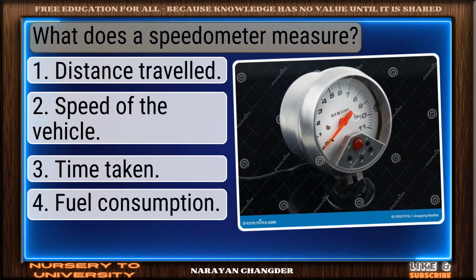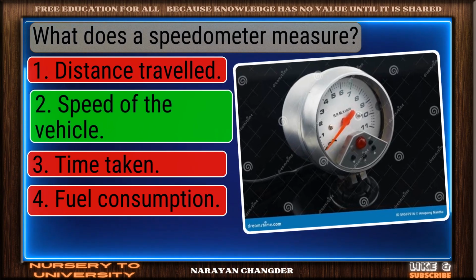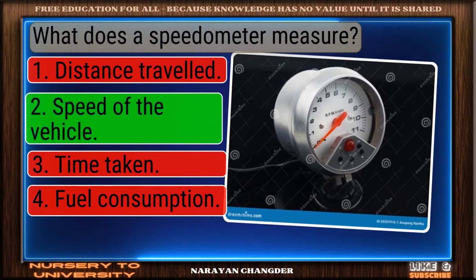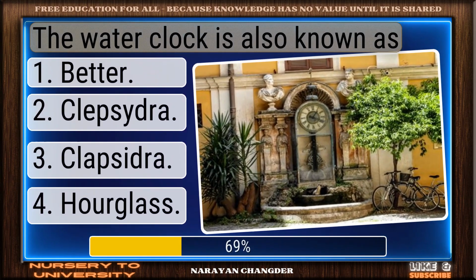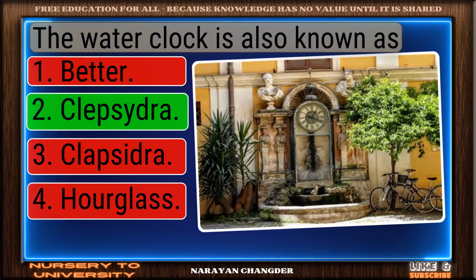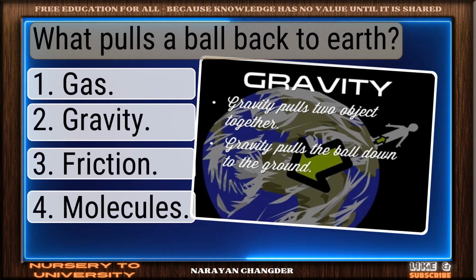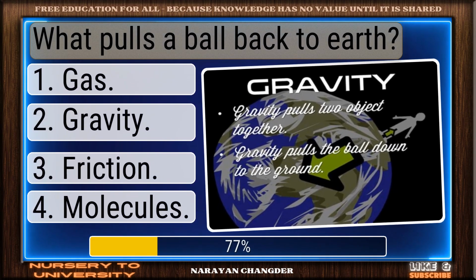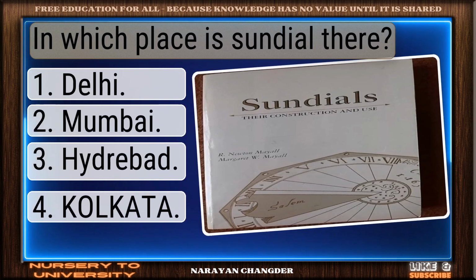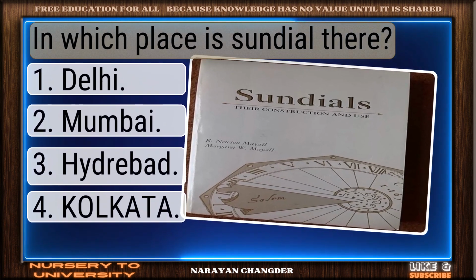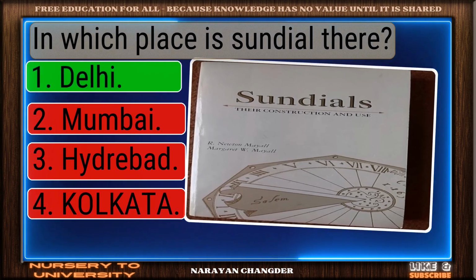Question number 182. What does a speedometer measure? Great thinking. Speed of the vehicle is the right choice. Question number 183. The water clock is also known as. Sharp thinking. Clepsydra is the right choice. Question number 184. What pulls a ball back to Earth? Correct. Gravity is the right answer. Question number 185. In which place is a sundial there? Excellent. Delhi is a brilliant choice.